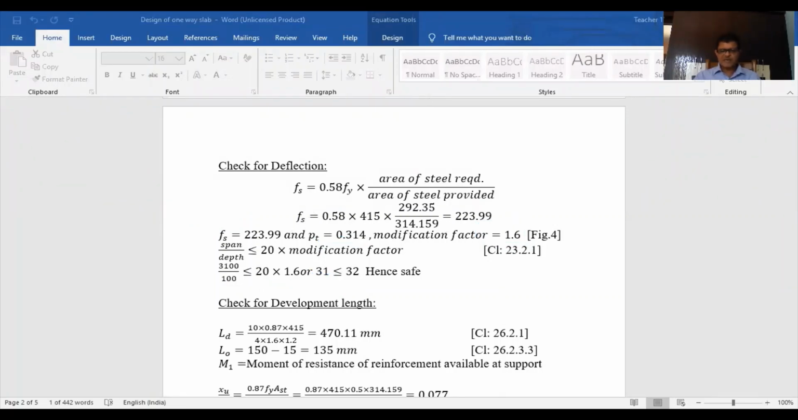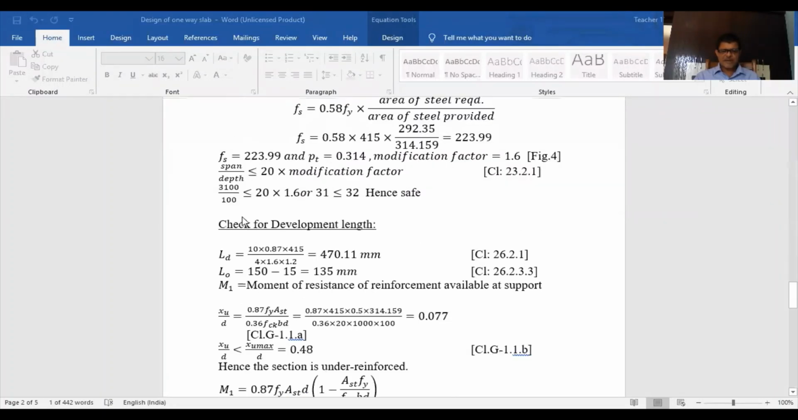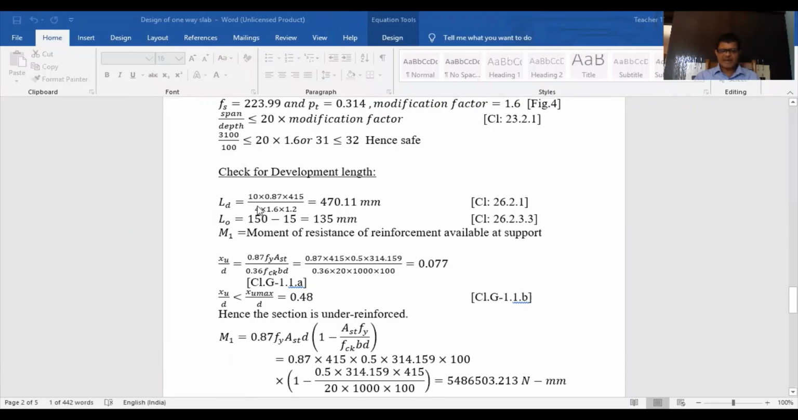Now check for development length. Again the similar thing: you find LD as phi sigma s by 4 tau bd. Then L0 is equal to width of support minus clear cover, that is equal to 135 millimeter. And then your moment of resistance available at support. 50% of the bars have been bent up near the support, so the area of steel will be 50% of the total steel area. So multiply 0.5 into the area of steel, and this value comes to 0.077. And then find Xu by d less than Xu maximum.